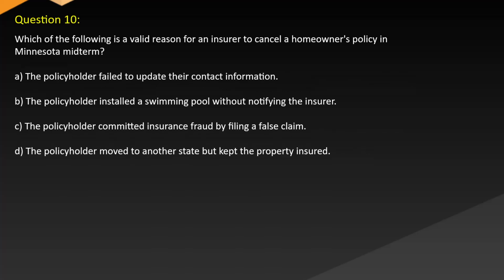Question 10. Which of the following is a valid reason for an insurer to cancel a homeowner's policy in Minnesota midterm? A. The policyholder failed to update their contact information. B. The policyholder installed a swimming pool without notifying the insurer. C. The policyholder committed insurance fraud by filing a false claim. D. The policyholder moved to another state but kept the property insured.